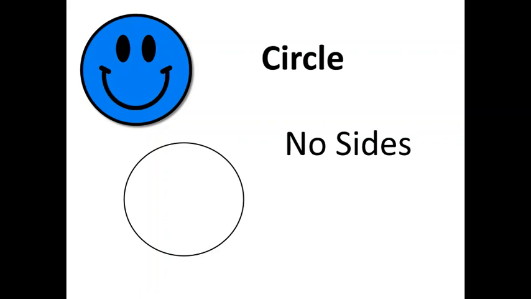Can you see any corners? No. So there are no corners in a circle. So circle is a plane shape, also called a 2D shape. It is made of one curved line. It has no sides. It has no corners. In the next slide, we will see a few examples of circle.